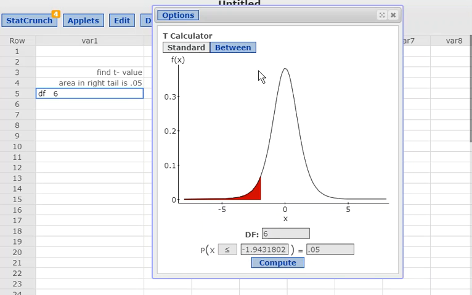Now there is also a table that you can use to look these things up, but this is just another way of doing it. You could use the t calculator in place of the normal calculator when you have small samples.